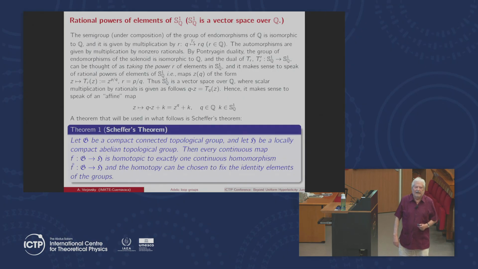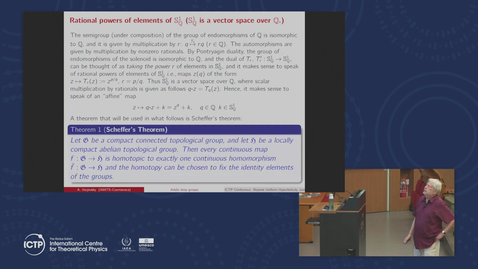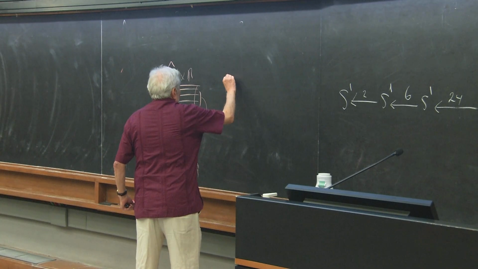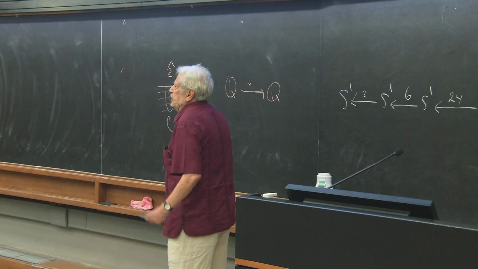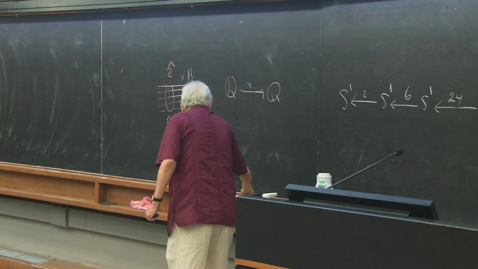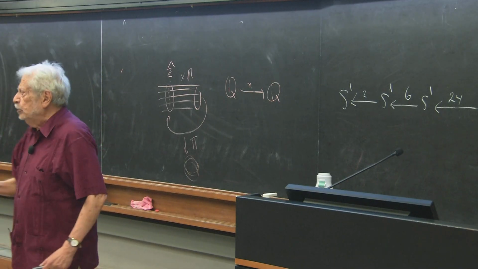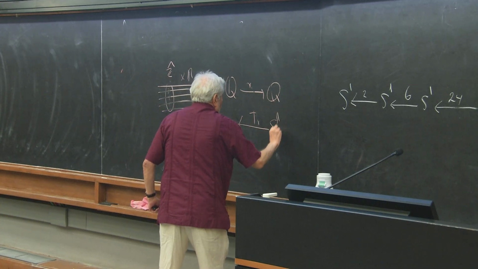But something interesting is that in the circle we take z to the power n. What happens in the solenoid is beautiful: we are going to take rational powers of elements of the solenoid. How do we do it? Well, consider the semigroup under composition of the endomorphisms of Q. Any endomorphism of Q is multiplication by a rational number. If the rational number is 0, it's a trivial endomorphism. If r is different from 0, this is an epimorphism, and by Pontryagin duality, this r induces a map from its Pontryagin dual.